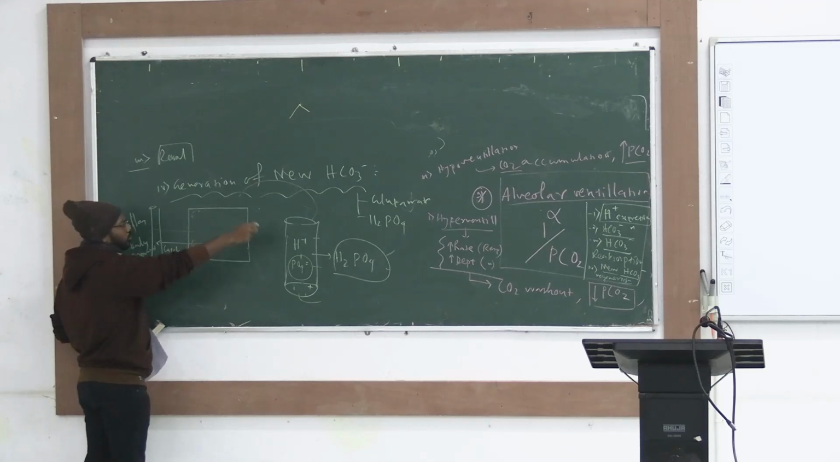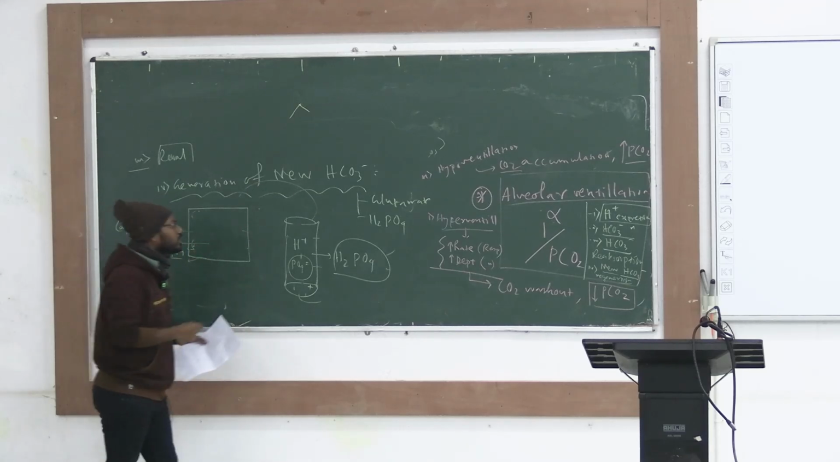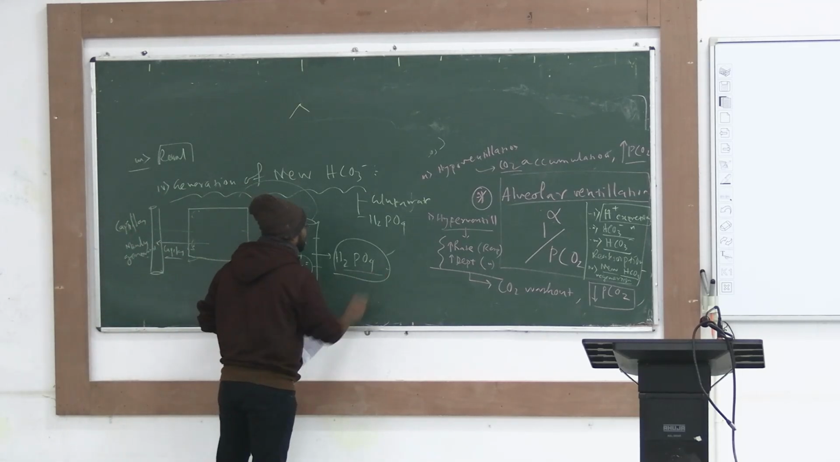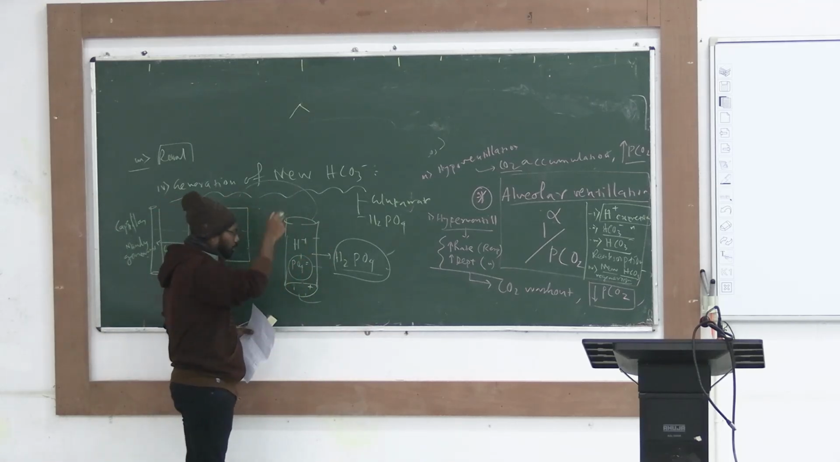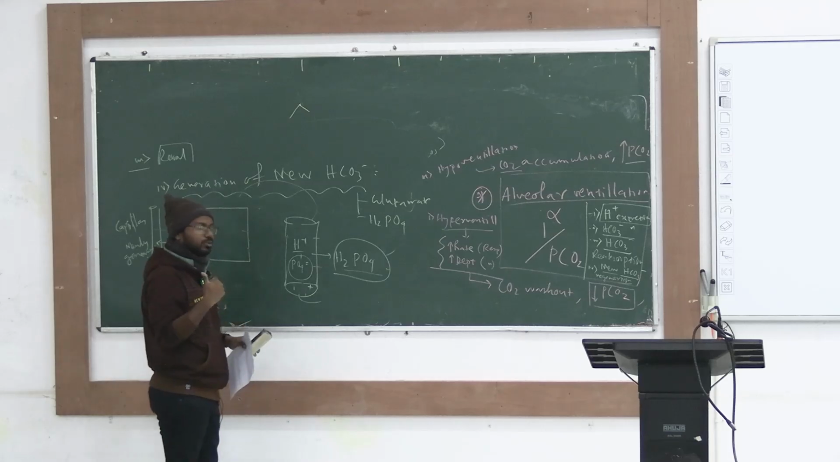Okay, new bicarbonate, those that are formed there are coming here. So this H2PO4, hydrogen phosphate formation, is another process by which this urinary acidosis can be negated. Yes, H plus increasing means acidosis.